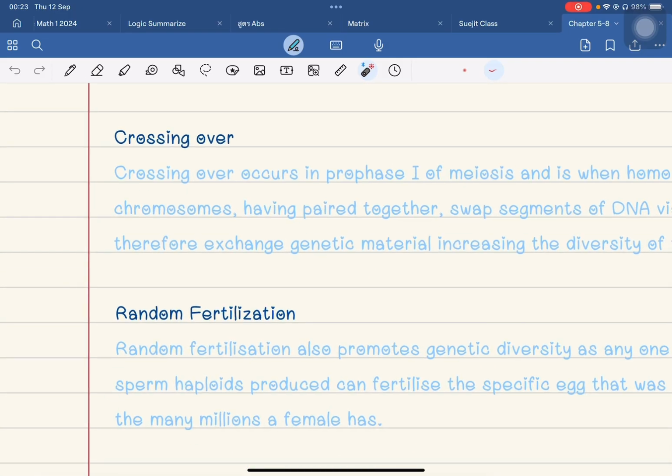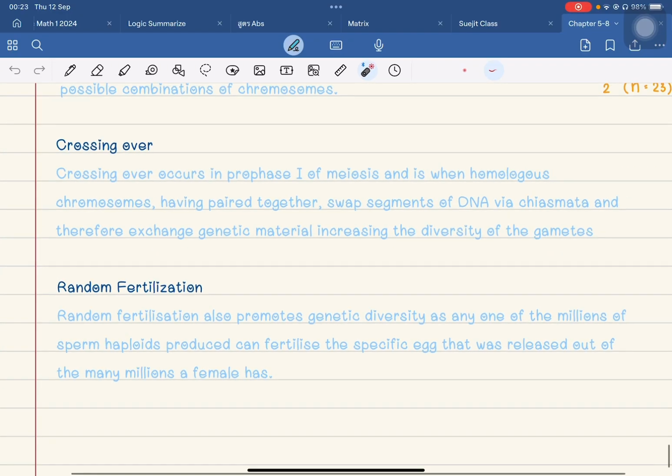The next method is crossing over. Crossing over occurs in prophase 1 of meiosis, when the homologous chromosomes pair together and swap segments of DNA via chiasmata, therefore exchanging genetic material and increasing the diversity of the gametes.